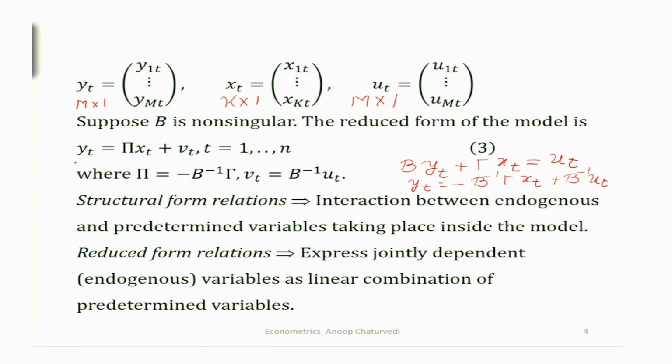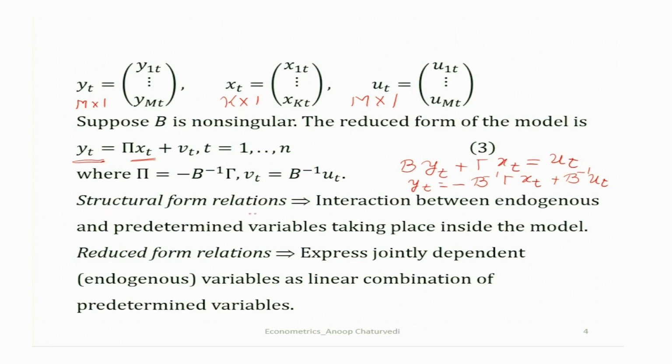because in this form all the endogenous variables are towards the left hand side, and each equation has just one endogenous variable. And then you have all the exogenous or predetermined variables towards the right hand side here. So, this is the reduced form of the model.